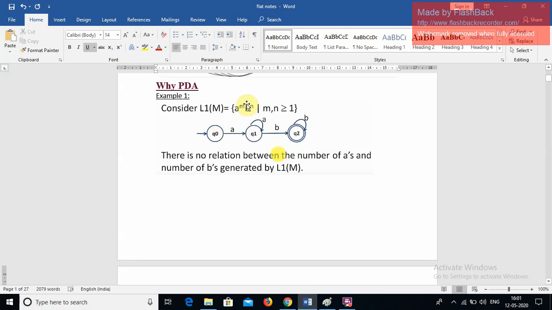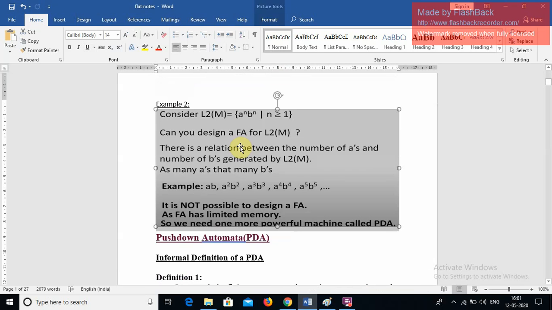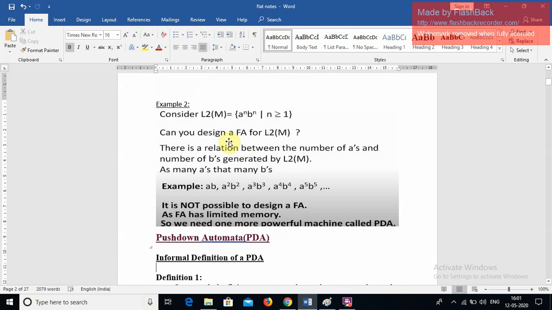Okay, and if you observe the language strings a power m b power n, there is no relation between m and n. We can have any number of a's as well as any number of b's. So here we can directly construct the machine by using the FA. Okay, so let's see another example. Consider a language L2, a power n b power n, where n is greater than or equal to 1. Can you design this with the FA? It is not possible.